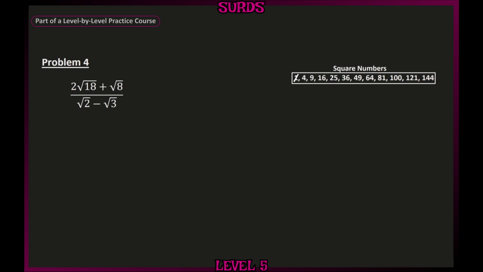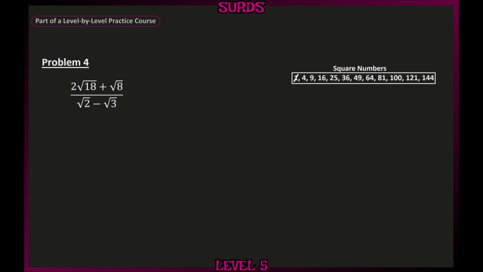In problem 4, we're rationalising and simplifying 2 root 18 plus root 8 all over root 2 minus root 3. Now we could start this in exactly the same way that we have done for the previous 3 examples by multiplying the top and bottom by the conjugate of root 2 minus root 3, which would be root 2 plus root 3. And there's absolutely nothing wrong with starting in this way.